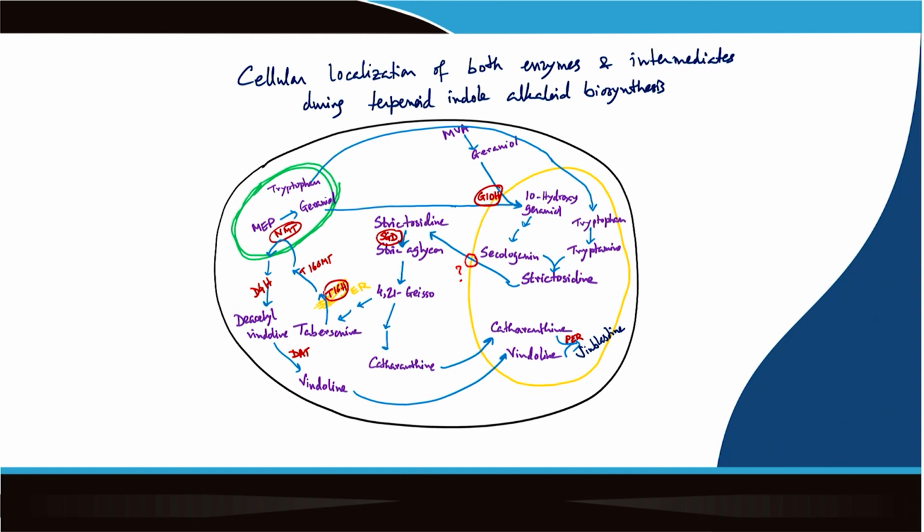And another route from this also makes cathenamine, and that makes ajmalicine, and ajmalicine enters into the vacuole and is converted into serpentine.